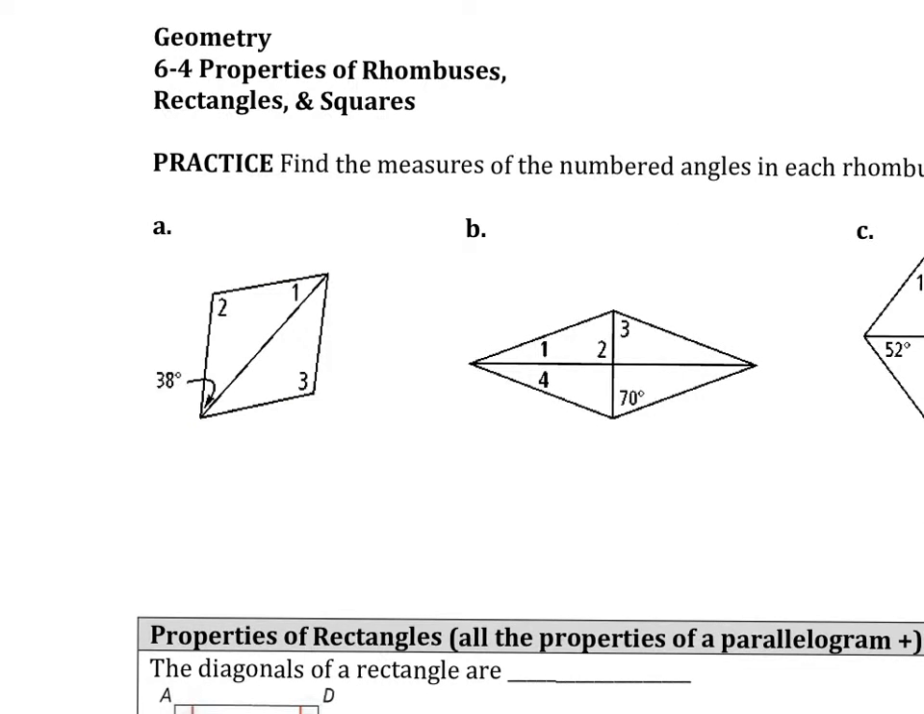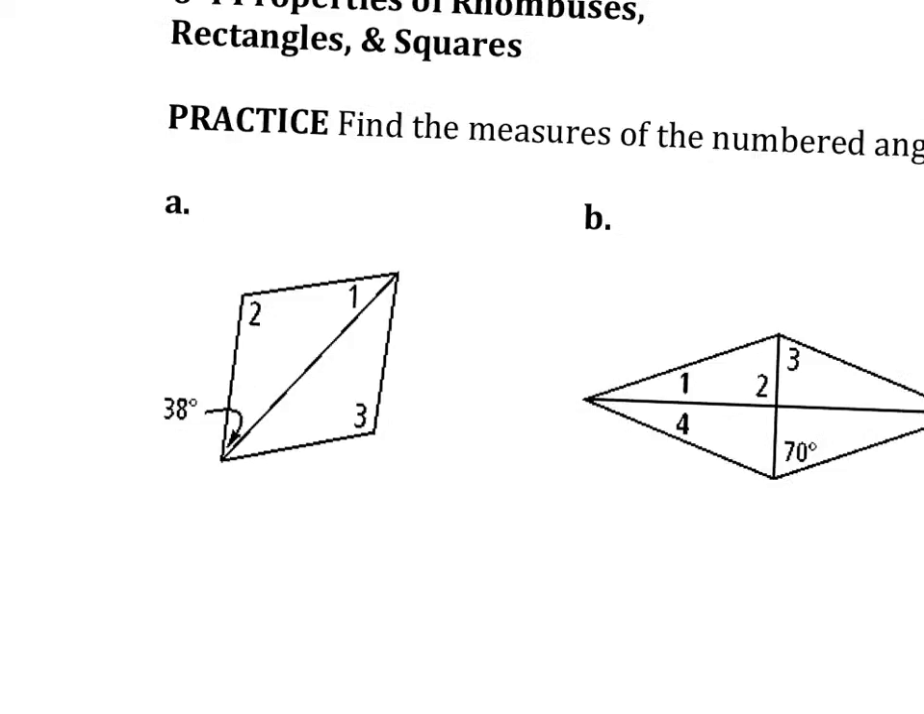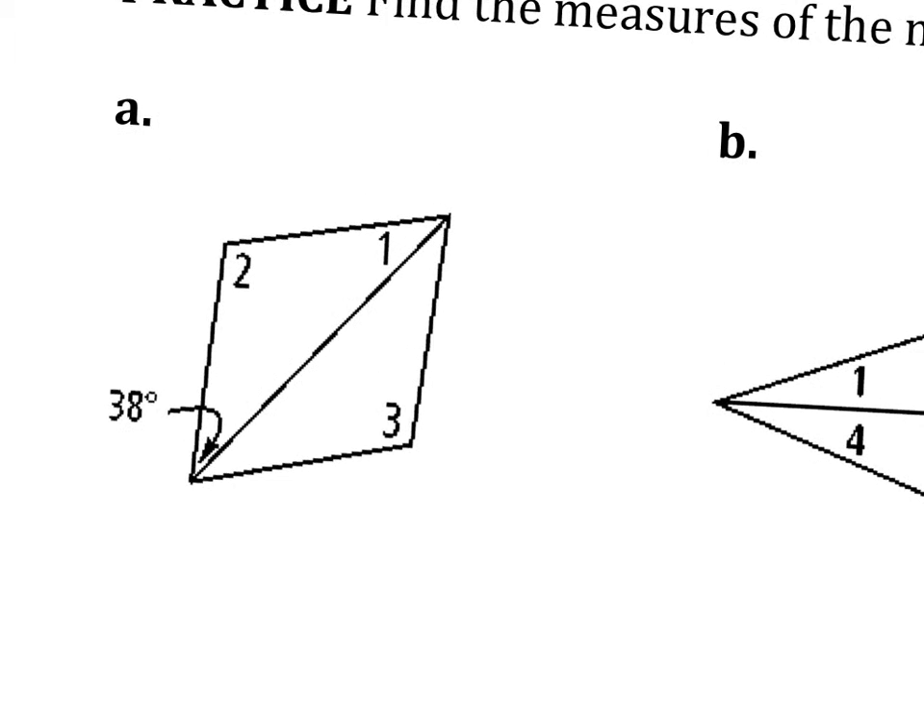All right, on A here, we're finding the measure of each numbered angle. And we are told that this is a rhombus. So if you wanted to mark it as a rhombus, you could. But the instructions tell us it is. Which means, because this is a diagonal, I know that this angle is bisected and also congruent over there. So I know that the measure of angle 1 is 38 degrees.